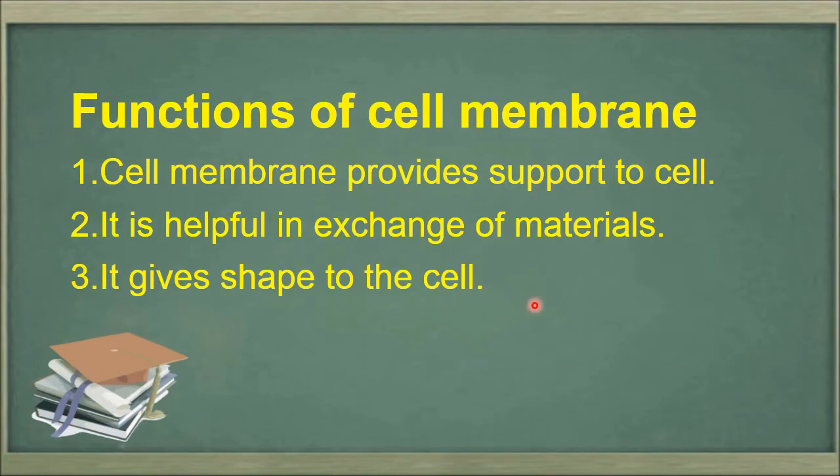What are the functions of a cell membrane? First function, the cell membrane provides support to the cell. It provides strength to the cell. It is helpful in the exchange of material. As I told, it's selective in nature, so it's going to help in the exchange of materials: what materials the plant cell or animal cell wants to enter into the cell, and what things should go out. So it's going to help in the exchange of material. The third function is that it gives shape to the cell.